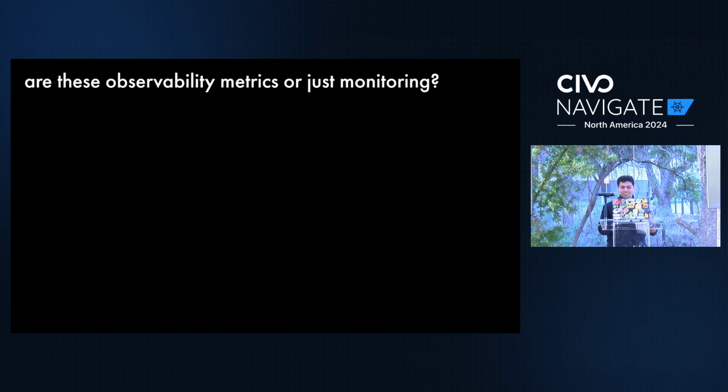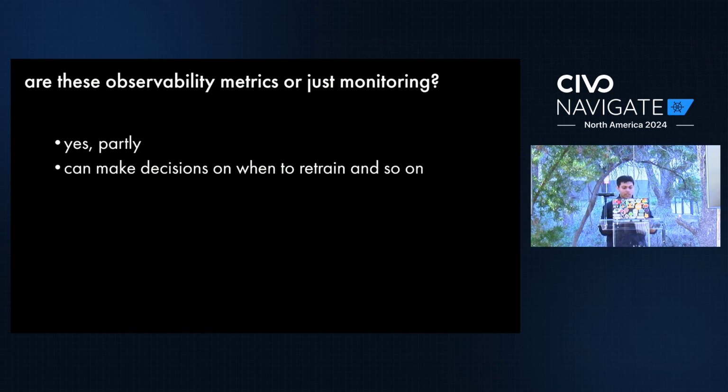Well, the answer is both. Yes, partly. You have all of these distribution shifts, which are excellent indicators for any kind of observability-related tasks, and they also give a lot of insight on decisions on when you need to retrain your models.